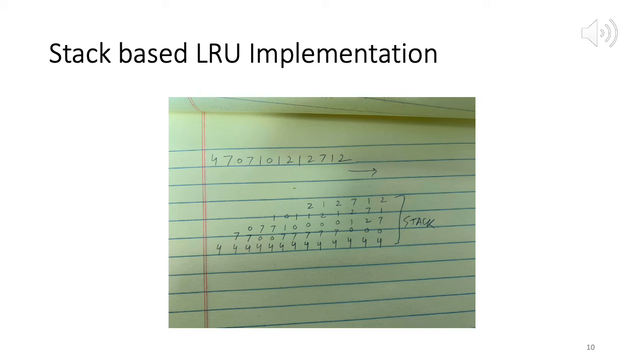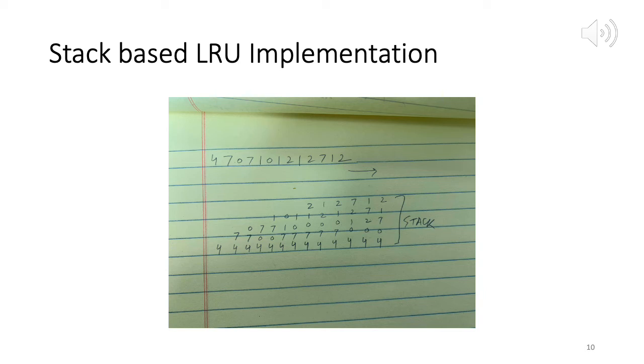Now when we have to evict, we always pick the element at the bottom of the stack, which here happens to be 4. Of course, if we had picked 4 to evict at any point of time, we would have had a new bottom element, and we would have picked that.